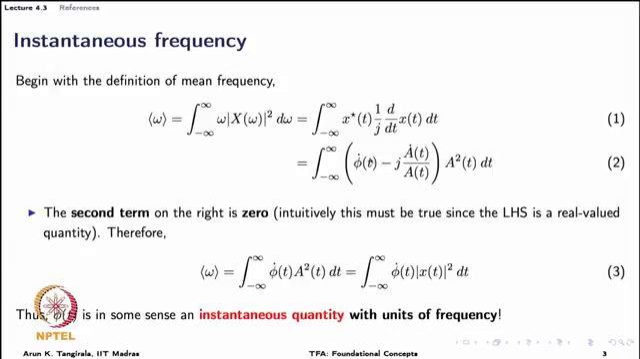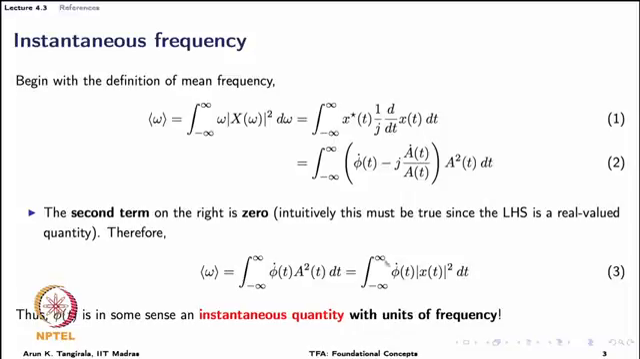Now, as we argued in the previous module, the left hand side is a real valued number, which is the mean frequency, and the right hand side is an integral of a complex number. Naturally, if you want both sides to match, then the imaginary portion on the right hand side should go to 0, and it does go to 0 because it is a perfect integrand. So, we are left with this integral here in equation 3 for the calculation of the mean frequency. Now, all I have done is I have rewritten a square of t as mod of x of t square, rightfully, because x of t is simply a of t times e to the j phi of t.